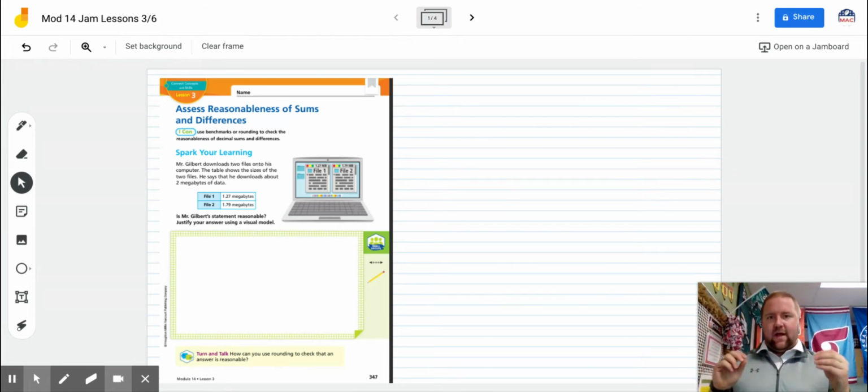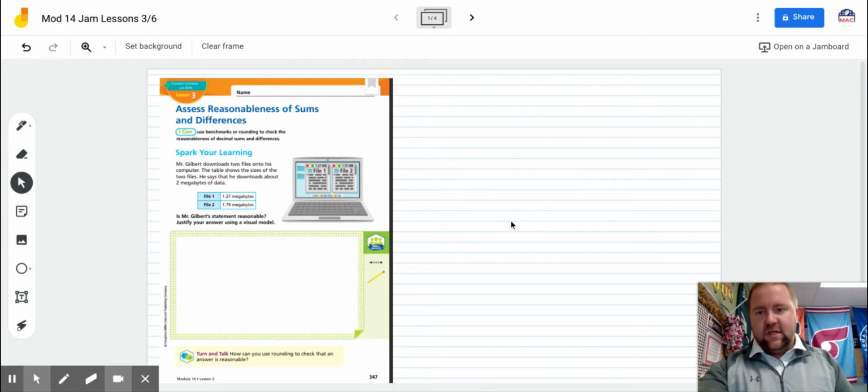So I'm going to break that down for a little bit more of a fifth grade brain here. Instead of assessing reasonableness, we're just deciding, do our answers make sense, right? We get an answer and we're using estimating to say, is this answer anywhere close to what it should be? Okay, so our I can statement says that I can use benchmarks or rounding to check the reasonableness of decimal sums and differences. So we've worked on adding and subtracting in the past, and now we're going to jump into assessing reasonableness with estimating a little bit here.